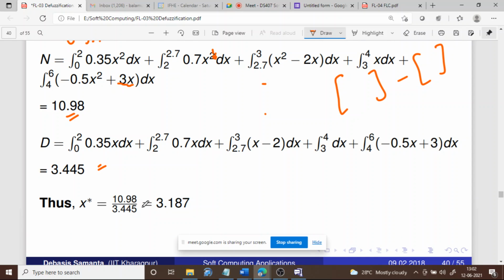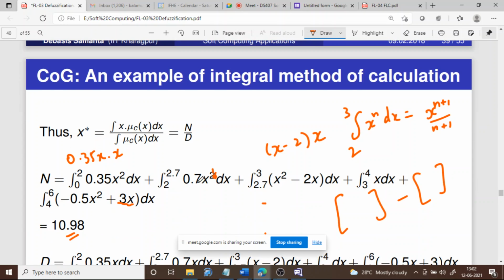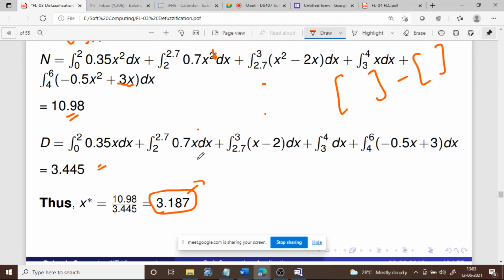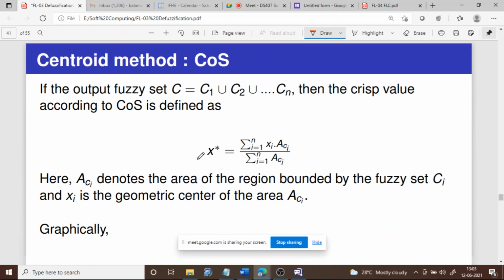If you divide both, you will get this value, right? So this is the defuzzified value, or the crisp value. Okay, so this is how the center of gravity technique works. Whatever membership functions we have, if you have more than one, you have to take a union of them, divide that graph into several small parts, and find the area under each part. Then find the range between each area and apply the formula, right? So this is how the COG technique works.